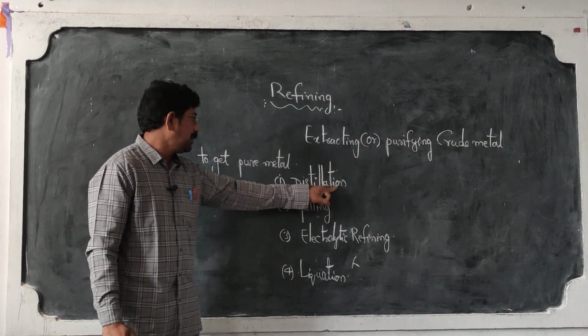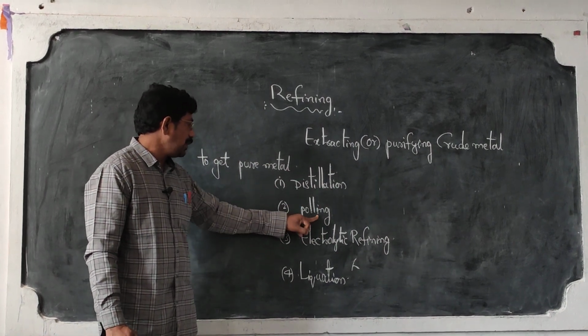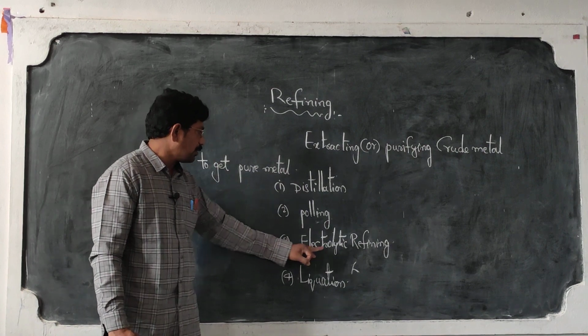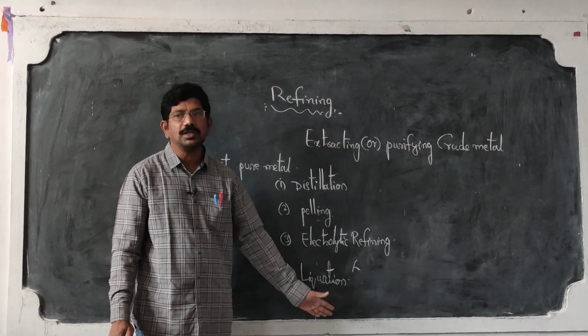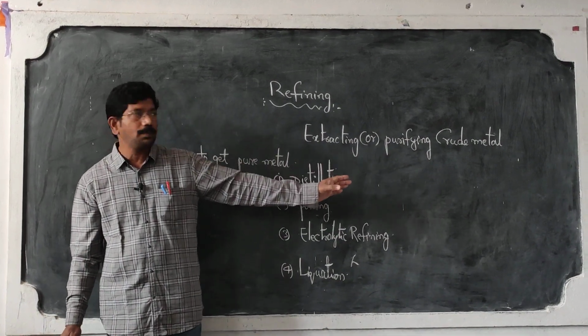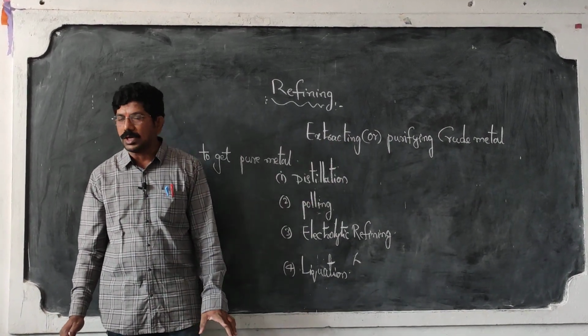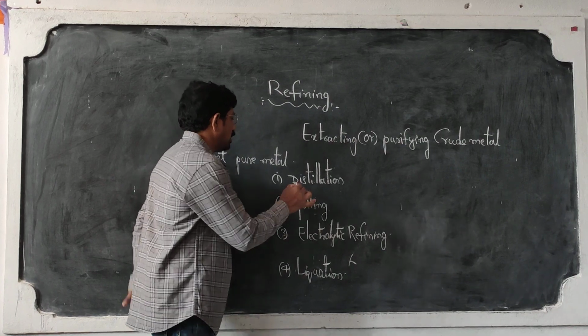So what are the four methods we adopt? First one is distillation. Second one is poling. The third one is electrolytic refining. The fourth one is liquefaction. Whatever the order may be, these are the four methods we adopt to refine the metal. Let us discuss one by one.